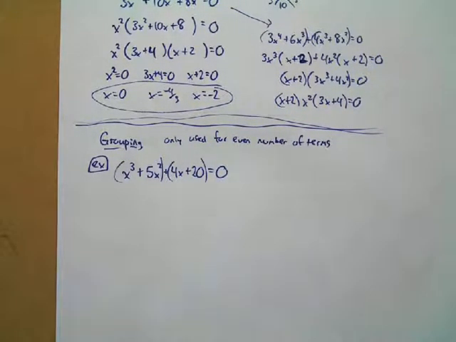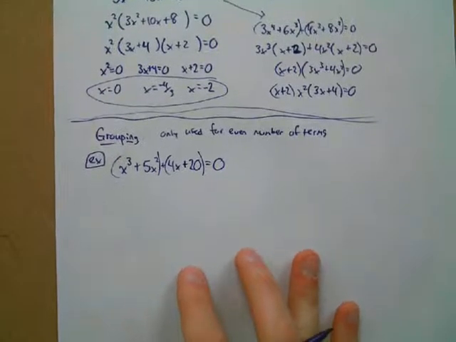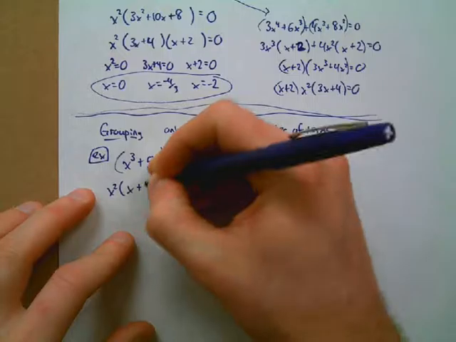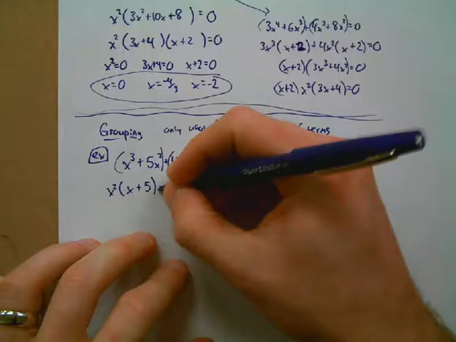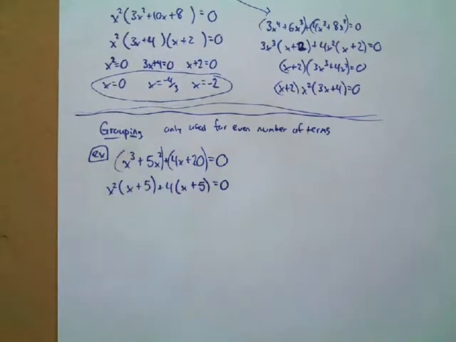From this first group, what can we factor out? x squared. So we're left with x plus 5 behind that. And from the second group, what can we factor out? A 4, so plus 4, and what's left behind? x plus 5. Now we're really sure we're on the right track because we have an x plus 5 and an x plus 5. We went from a thing that had 4 terms to really 2 terms.